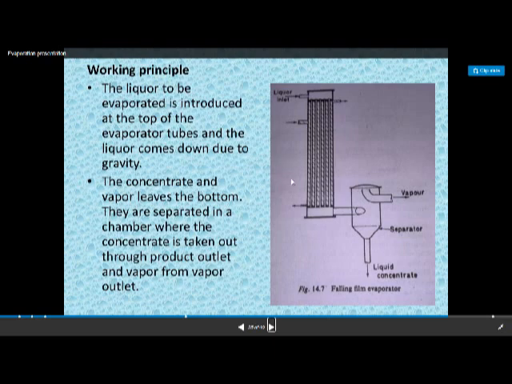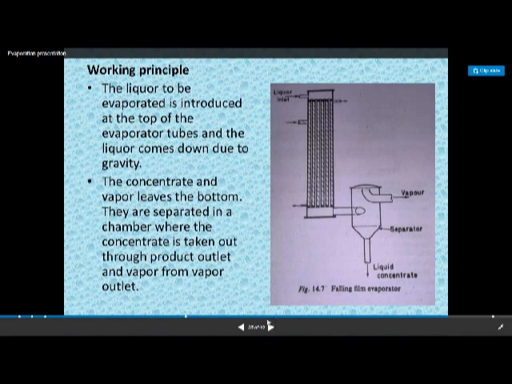Now the concentrate and the vapor leave at the bottom. The liquid concentrate and the vapors leave into the separate chamber. The concentrate is taken out through the separator, and the vapors are condensed through the condenser. This is the working of this falling tube evaporator.